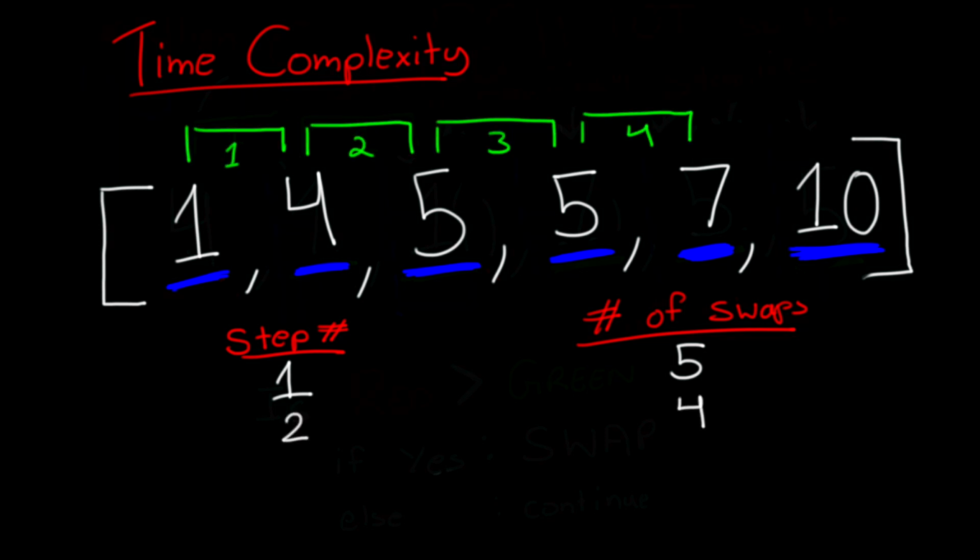Similarly, in the second step, we had 4 iterations. In other words, we have 5 unsorted elements, and we're going to subtract that by 1. 5 minus 1 equals 4. Then we have 3 with 3, and then 4 and 2, and so on and so forth. And like that, we can find a pattern.